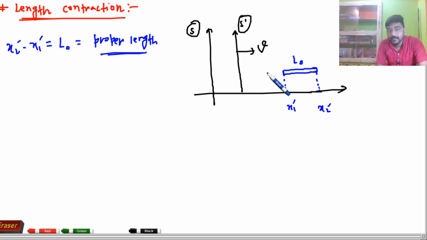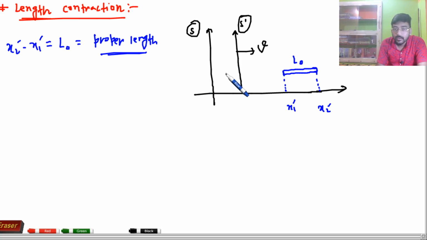Proper length is that length which is measured by the observer in the same frame where the rod is present. So the observer and the rod or the object are in the same frame. When they are in the same frame, then the measured length is called proper length. Or you can say that the proper length is that length which is measured by the observer in the rest frame of that object. Here the S dash frame is the rest frame of the object. So this is the proper length.